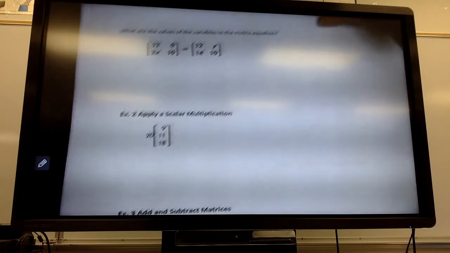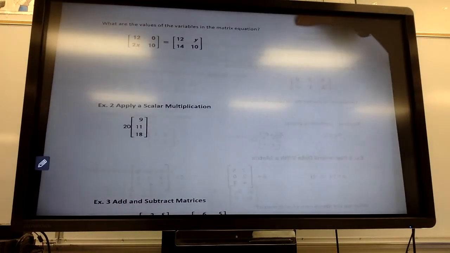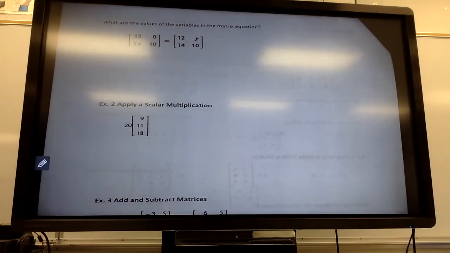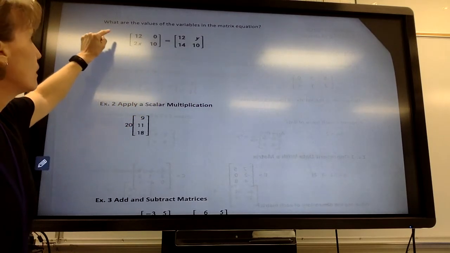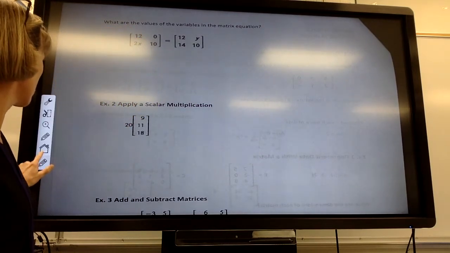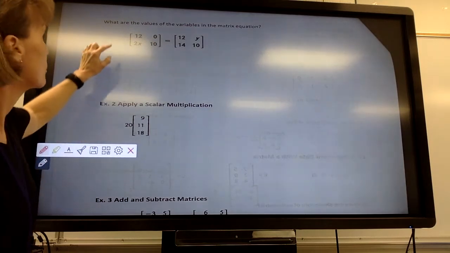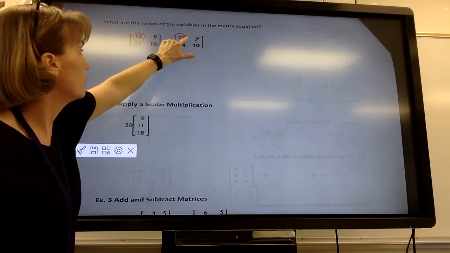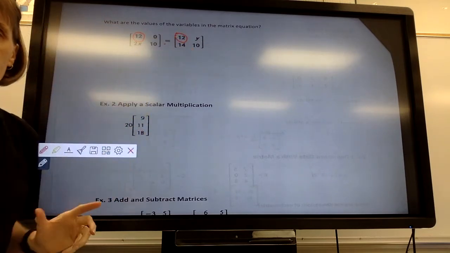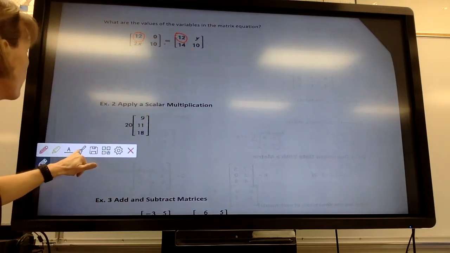So some of the different things that we're going to do with matrices. The first thing we're going to do is we can solve a matrix. When 2 matrices are set equal to each other, that means that the elements in the same positions have to equal each other. So this element is in the first row, first column. It has to equal the element in the first row, first column. You can see they're both a 12. So they equal each other.